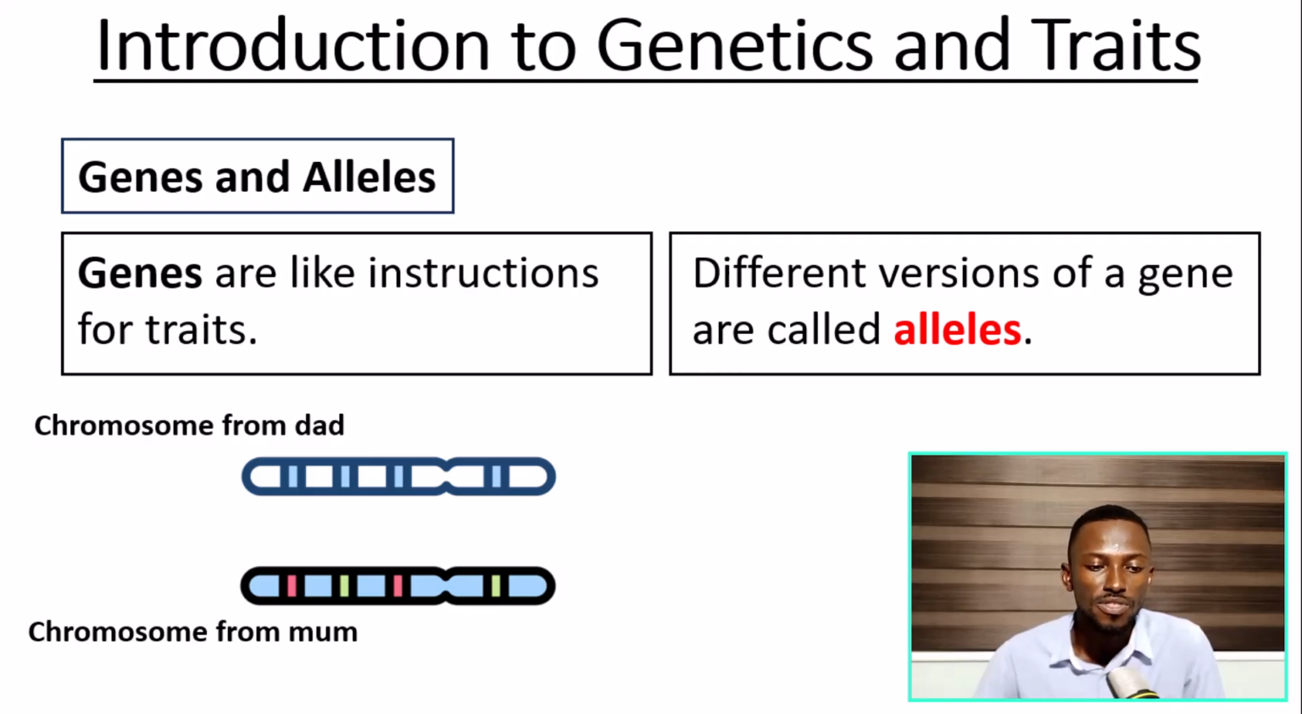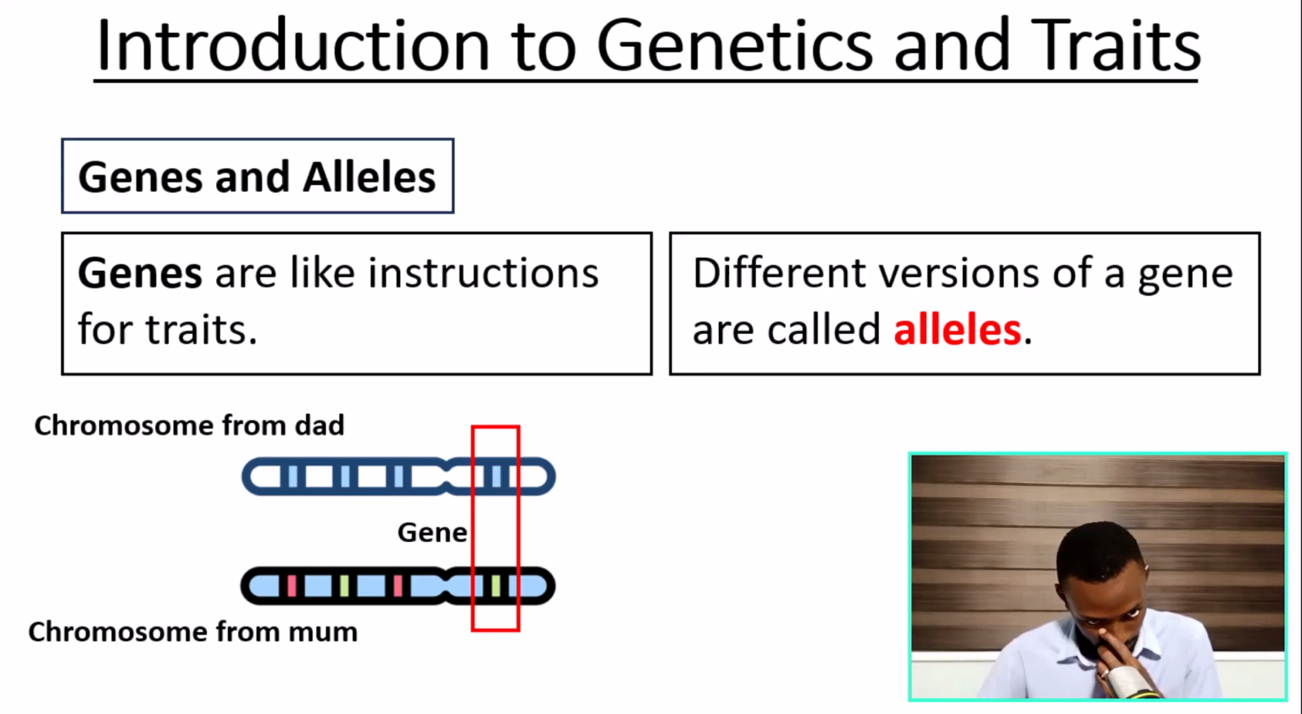Now, on these chromosomes, there are specific locations. These specific locations on the chromosome are known as genes that control a specific character. So that is what is indicated on the screen. Now, on the dad's chromosome and the mom's chromosome, the side that has the one vertical rectangle, those two locations are responsible for the same trait. The next slide will give more explanation on that.